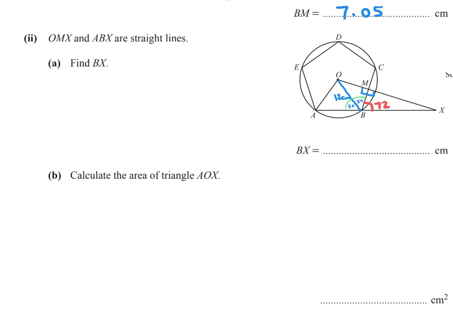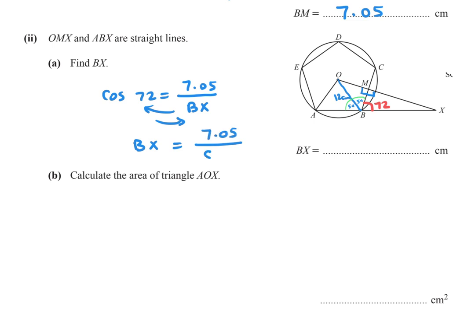Now in this triangle we have this angle 72, and we have the adjacent, and we need to find the hypotenuse. So we can use cosine of 72. So cosine of 72 equals the adjacent, which is BM, 7.05, over the hypotenuse, which is BX. Now cross multiply, so BX equals 7.05 divided by cosine 72, which equals 22.8 to 3 significant figures.